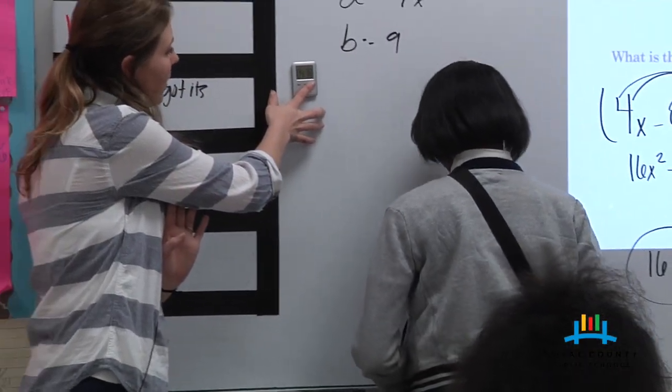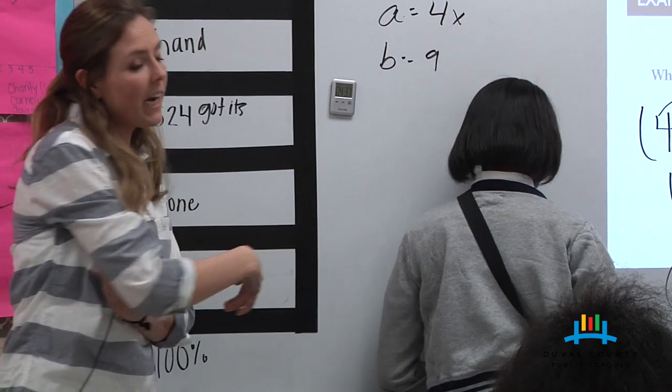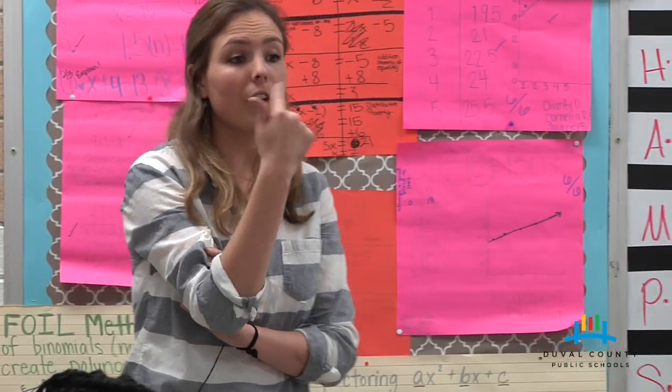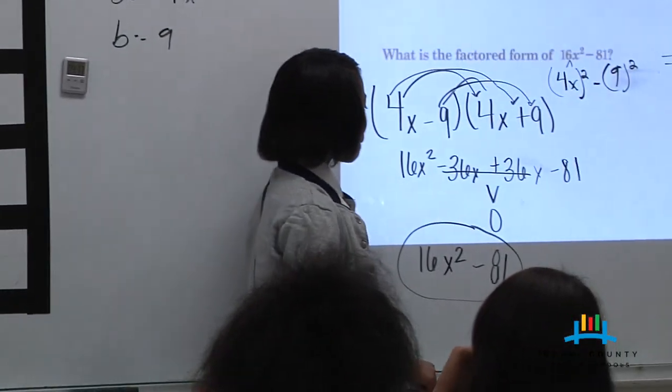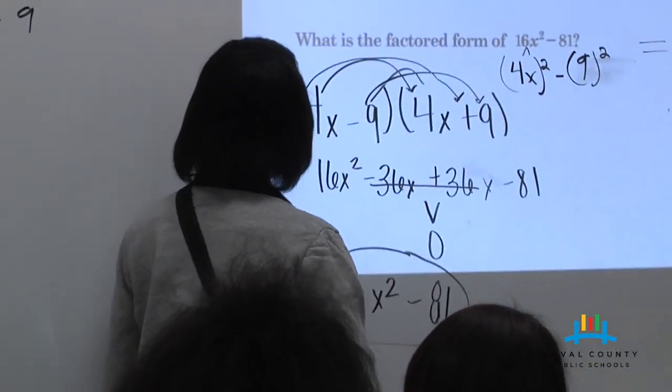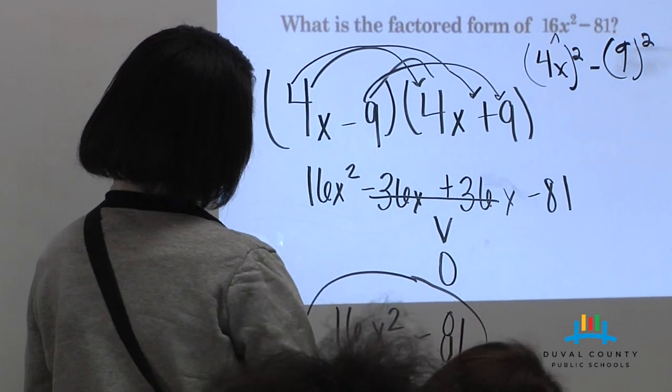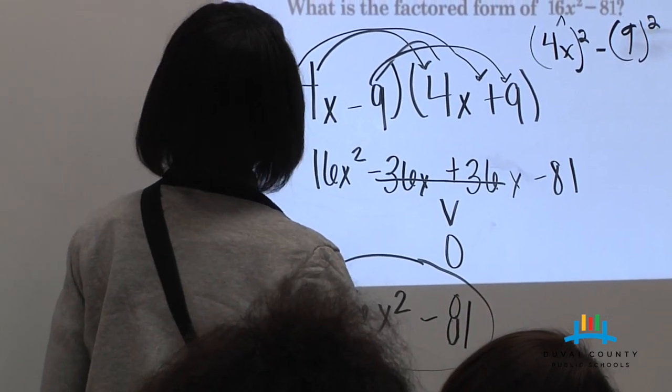All right, I need everybody's eyes up here. Charity's going to model her thinking for us just to see if we're on the same page, okay? So, Charity, use your math vocabulary and tell us how you thought through this. I told you to FOIL. That was my hint. You did the rest.